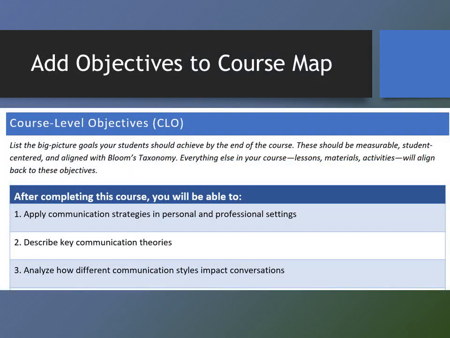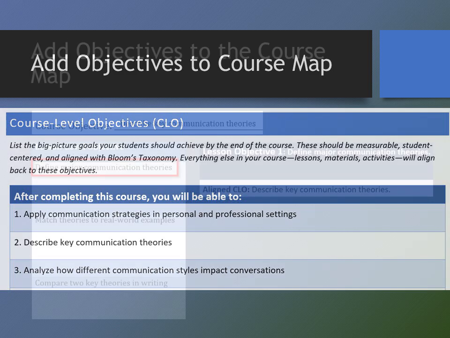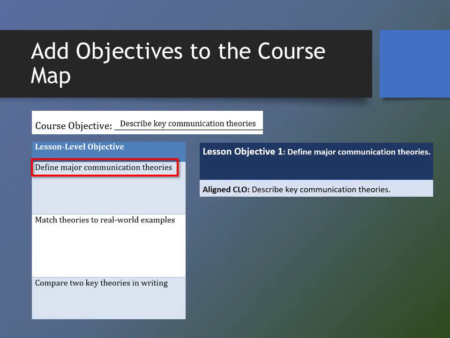Let me show you how I'm using the course map in my own class. First, I went back to the course objectives I wrote in the last lesson, like describe key communication theories. I added those to the first section of the map. Then I scrolled down to the lesson objective section, which has a table for 3 different lesson objectives and their aligned content. I used the lesson objectives I just created and copied them into the top of each lesson objective table.